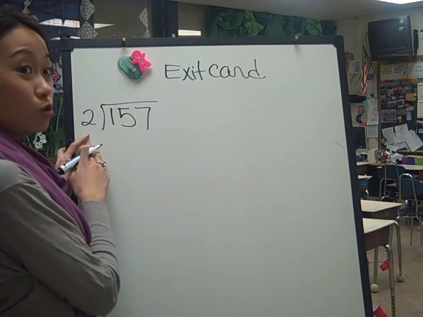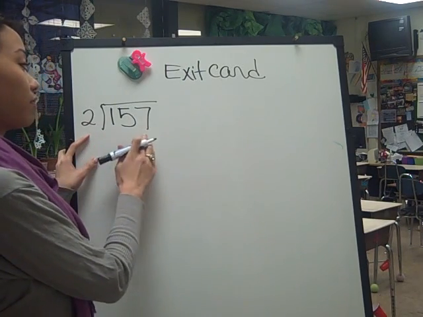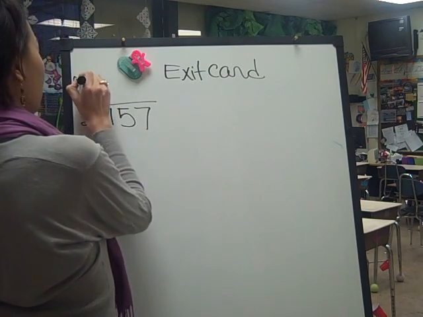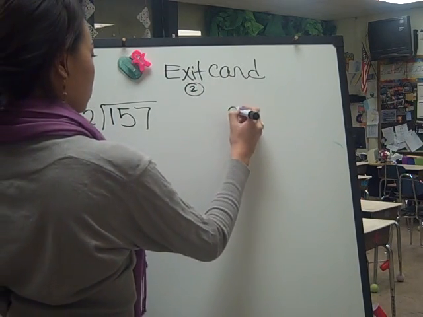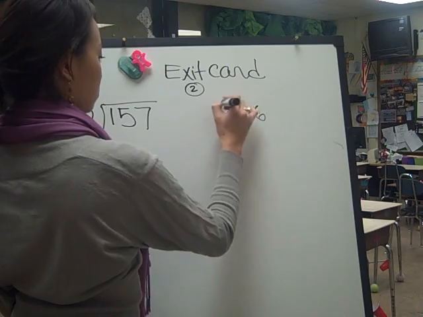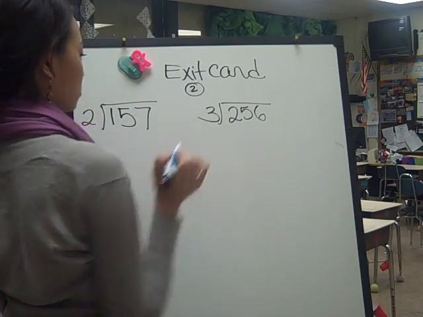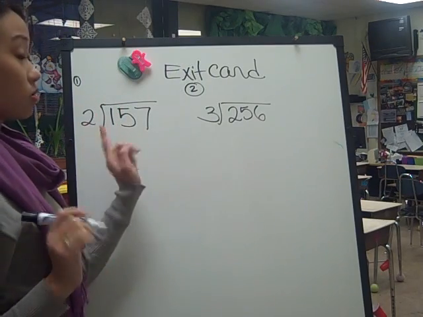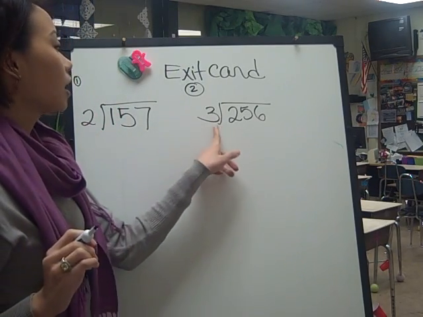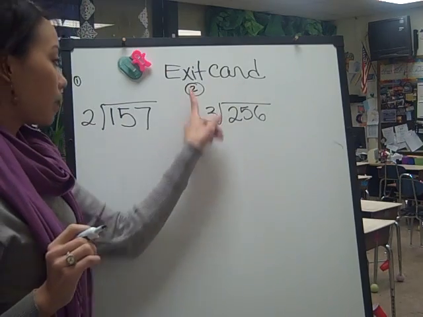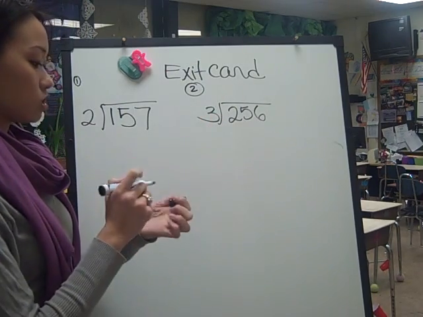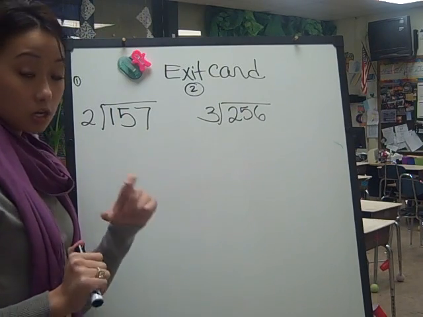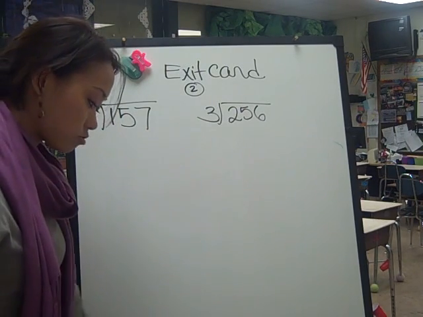Remember, it's not 2 pizzas divided by 157 people. It's 157 divided by 2. That's number 1. And number 2. Okay. So 157 divided by 2. Remember, does McDonald's sell cheeseburgers? And 256 divided by 3. Does McDonald's sell cheeseburger? Go ahead and solve all of these steps on your exit card that you're going to bring in tomorrow for your entrance card.